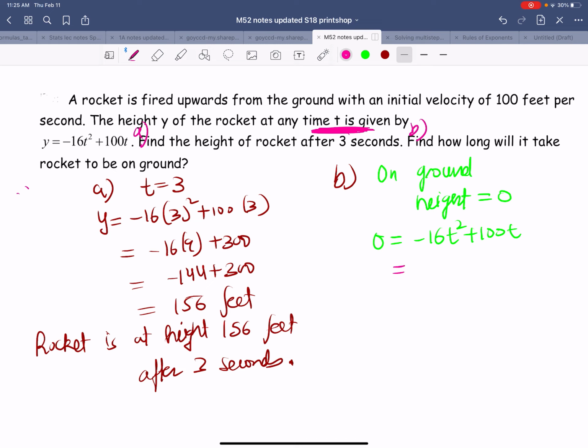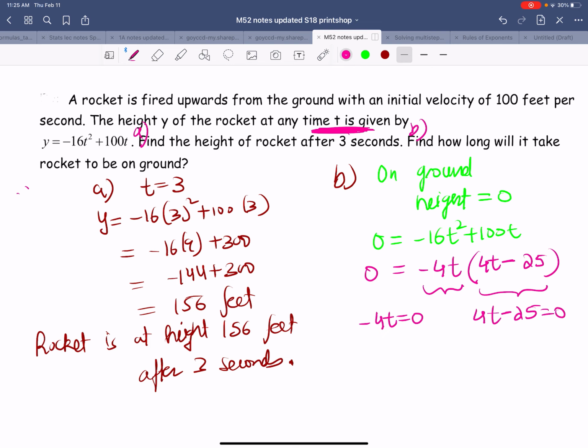Let's see if there's a common factor. I can see there's a common factor of negative 4t. You don't have to pull out the negative, but you can if you want to. So I pulled out a negative 4t. Inside, I would have 4t minus 25. So the zero product property says if the product of two factors is 0, one of them must be 0. Either negative 4t is 0 or 4t minus 25 is 0.